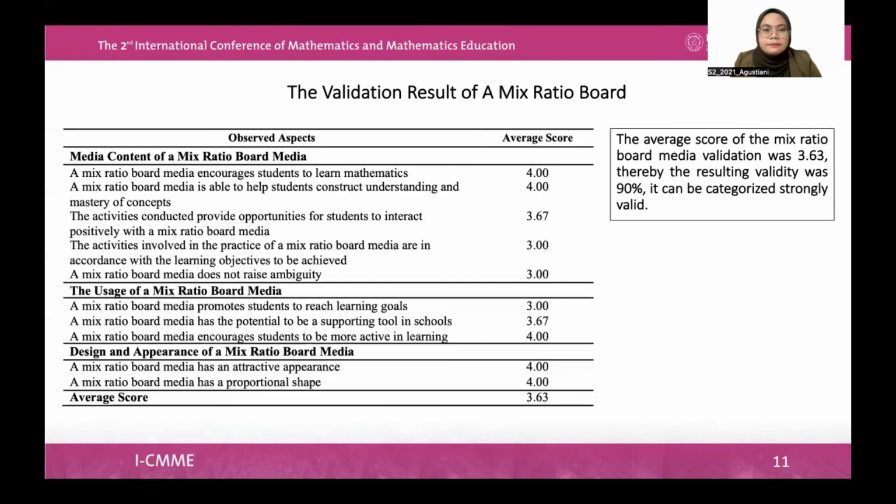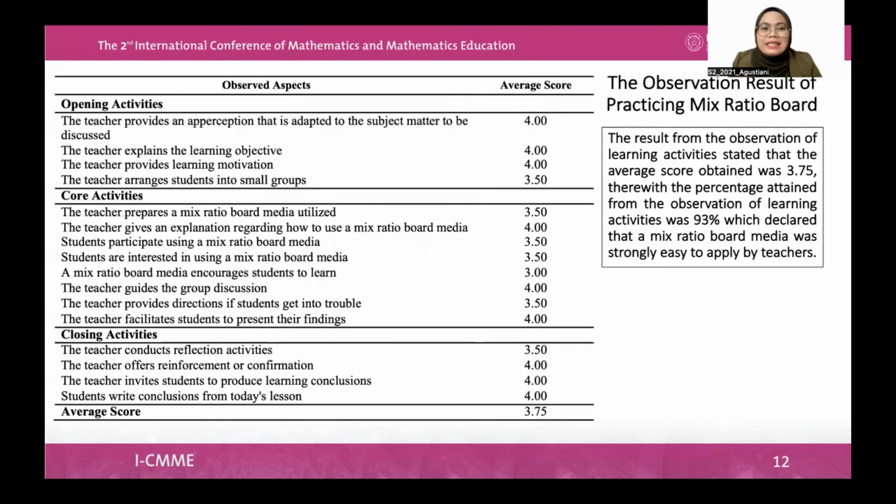about the limit, the time, and the number of cubes required to arrange buildings. You can see the validation result of the mixed ratio board, which includes media content, the usage, and design and appearance. We obtained an average score of 3.63, thereby the resulting validity was 90%. It can be categorized as strongly valid.